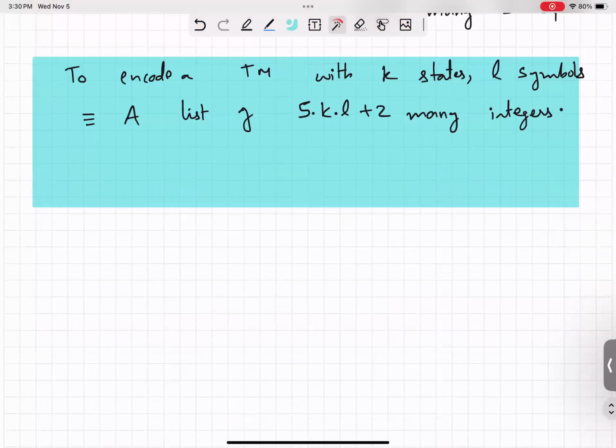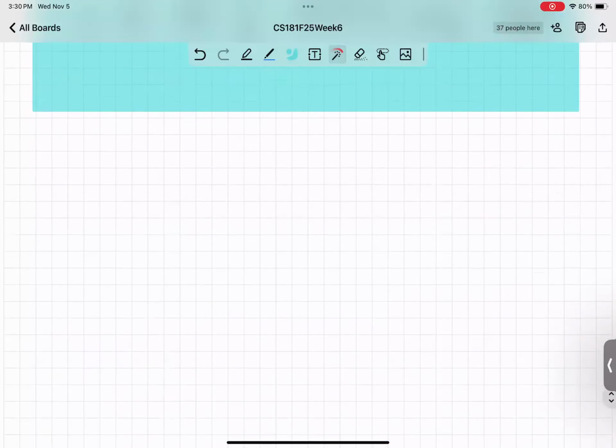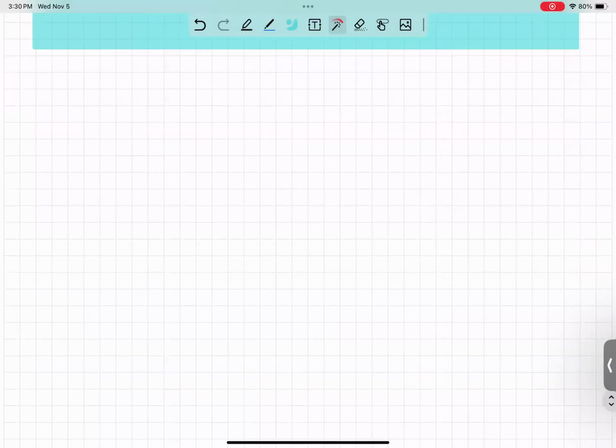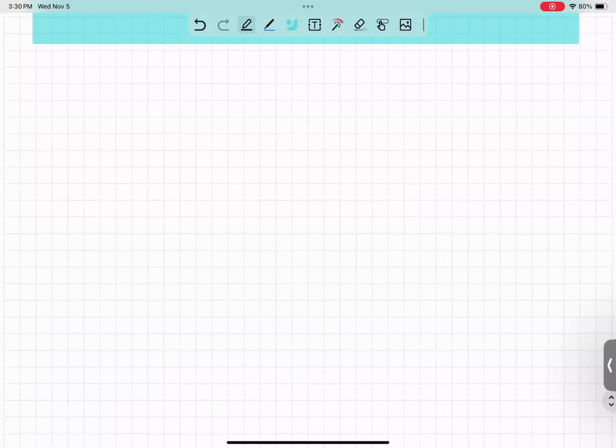Okay, right? And once I have a list of integers, we can map it to binary strings. We've done that many times. So how would I encode Turing machines?